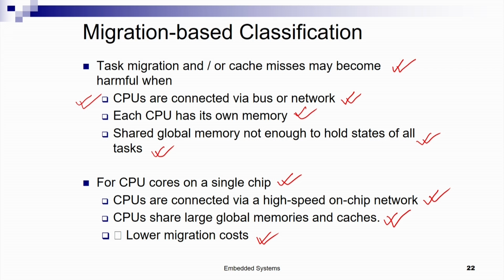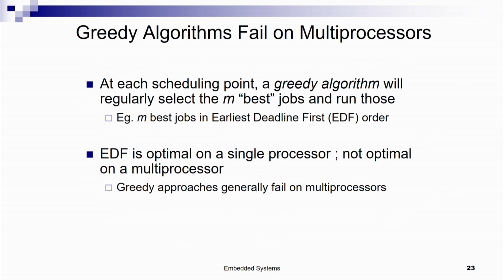However, when the migration costs are more, as in a loosely coupled distributed setting, then we must go towards more partitioned approaches. Greedy algorithms generally fail on multiprocessors. Why? At each scheduling point, a greedy algorithm will regularly select the m best jobs to run. For example, we will select the m best jobs in the earliest deadline first order.